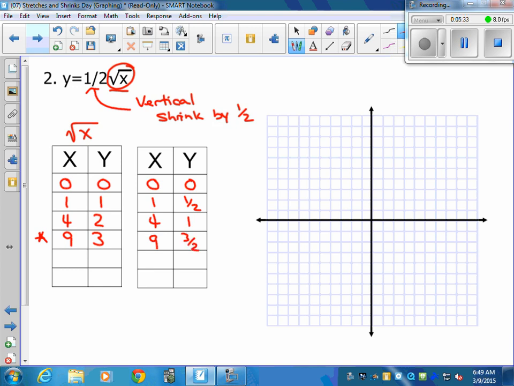And then once we have our transformed points, we put those on the graph to show our process. And then we sketch through. That square root graph starts at that original point. It doesn't go in both directions. It has that one starting point and always goes in one direction.